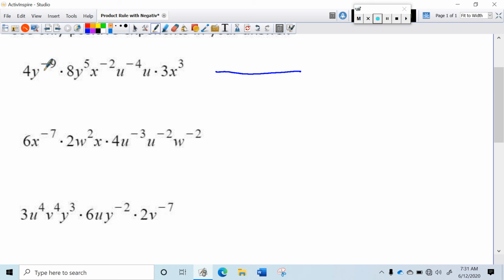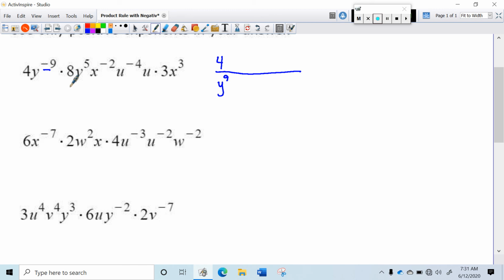If it's got a negative exponent, it does move. Everything else stays. So the 4 doesn't have an exponent at all, so I'm going to leave it where it is. See how this y has a negative exponent? I'm going to put it on the bottom and take the negative sign away.